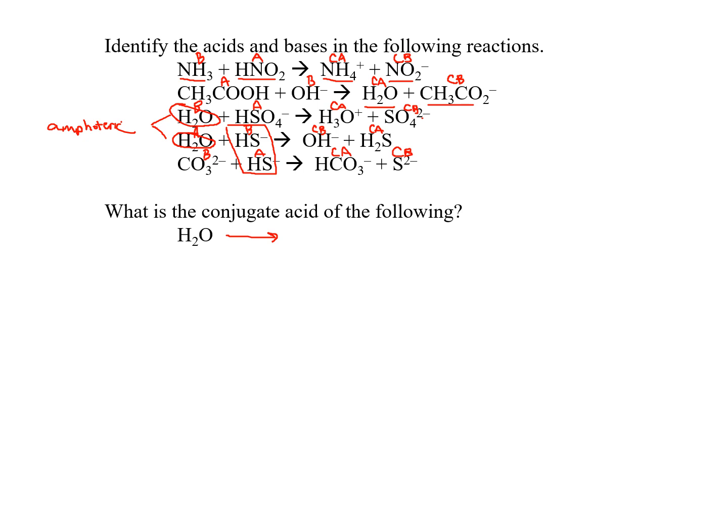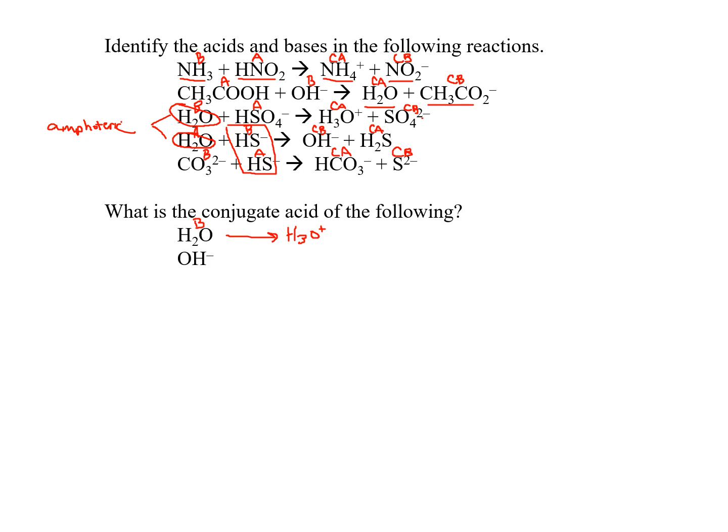In other words, if I want you to turn this into a conjugate acid, I want you to think of this as a base. What do bases do? What is their job? Bases always accept H positives. So if you were to put an H positive onto H2O, this would turn into H3O positive, right? So let's try another one.